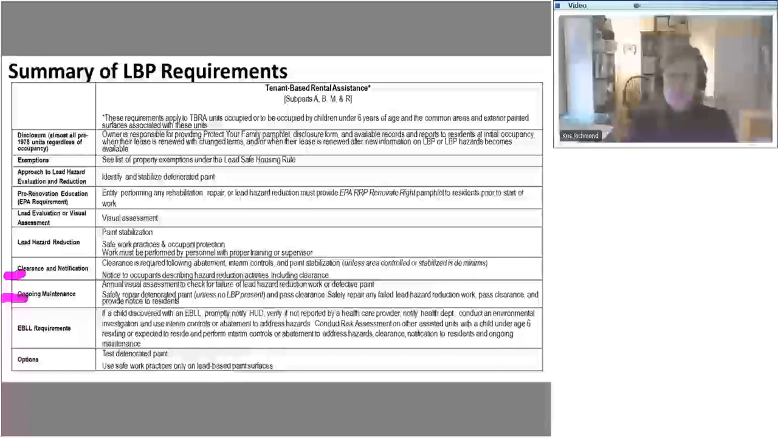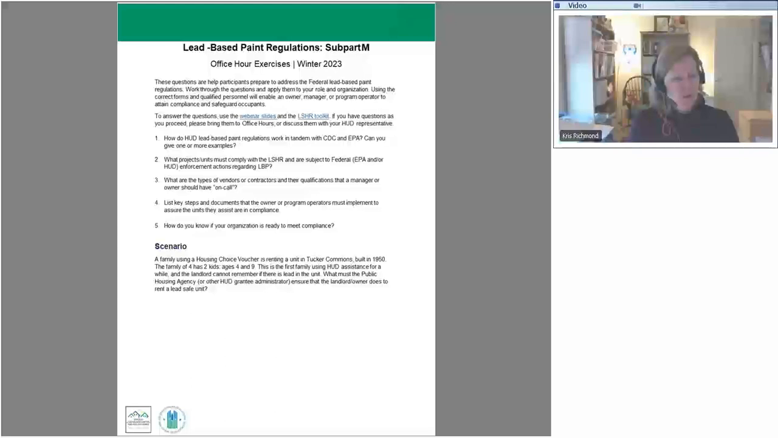But go back to the summary sheet because this really helps you be grounded in a real quick way of trying to figure out what you need to do and who needs to do it. All right, let's go back to our exercise. We have our last question before we get into our scenario. How do you know if your organization is ready to meet compliance? Well, attending this training is a good start.